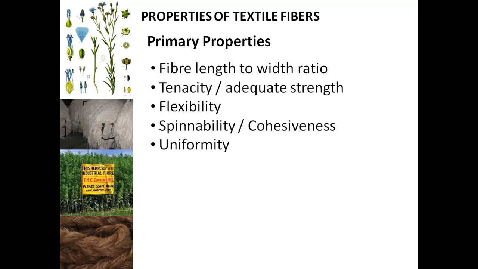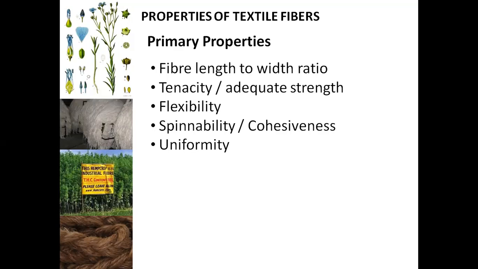In case of secondary properties, it is not that much important. For some particular end use, you need that property, but all the textile fibers need not have the secondary properties, but all the fibers should have these primary properties so that it can be considered as a textile fiber. Is it clear? So we can see what are the primary properties which play a major role.